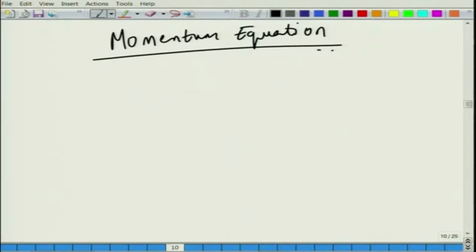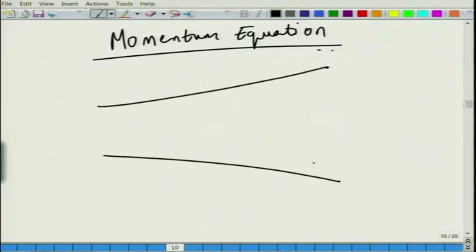However, we will again resort back to the control volume approach, and this in fact is even more needed for deriving the momentum equation. So, before that let us first understand a couple of things. This is x, this is x plus delta x, and this entire thing is length x.